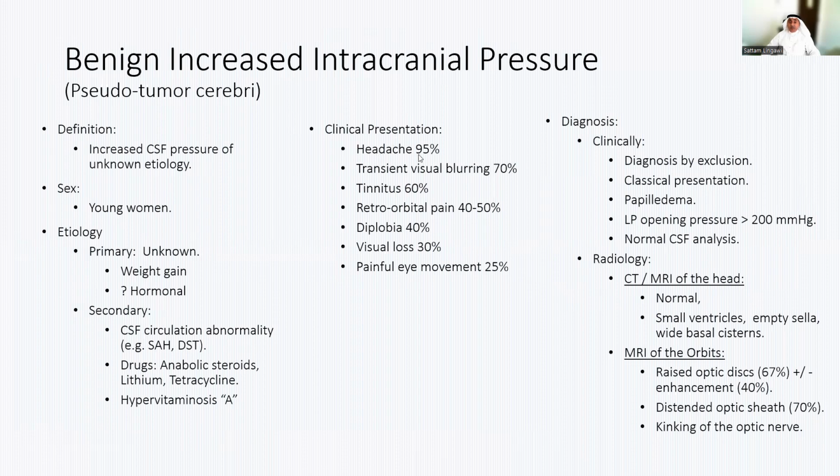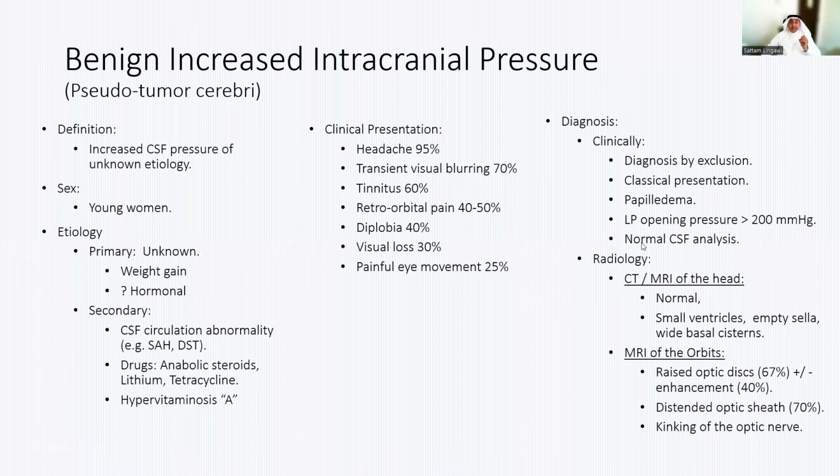The most common presentation is with headaches, possibly with some visual blurring and tinnitus. However, retroorbital pain, diplopia, visual loss, and painful eye movement have also been reported. Since these findings are rather non-specific and overlap with so many other neurological diagnoses, the diagnosis remains rather one of exclusion, depending on the clinical presentation and documentation of fundoscopy, identifying papilledema, and then opening pressure of lumbar puncture of more than 200 millimeters. That usually gives you the diagnosis.